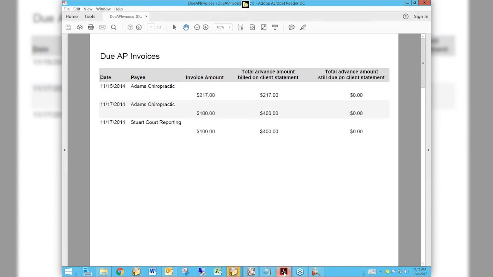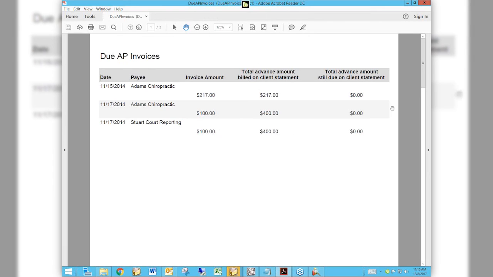So you click that button, and it tells you, okay, these are the due AP invoices, the invoices in AP that have not yet been paid to the vendor, for which some or all of the costs on that invoice have been paid by the client. So what this is saying is you have a check ready to print to Adams Chiropractic for $217, where all $217 has been paid by the client.